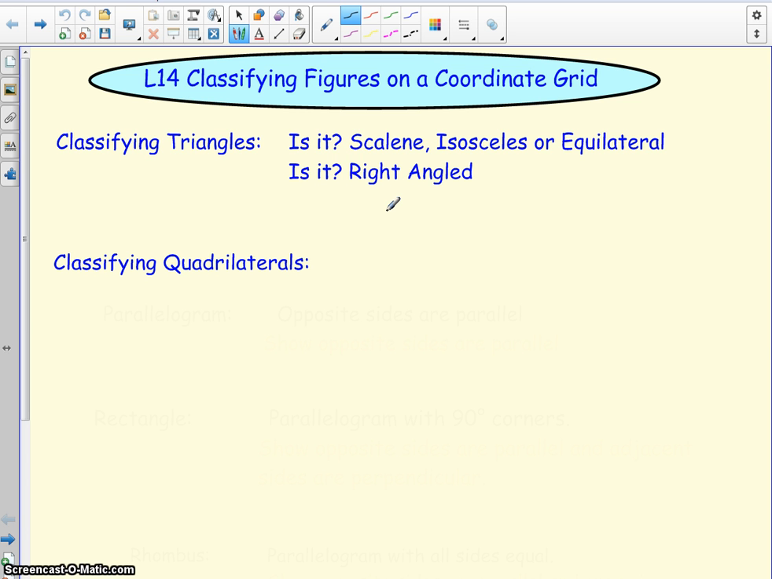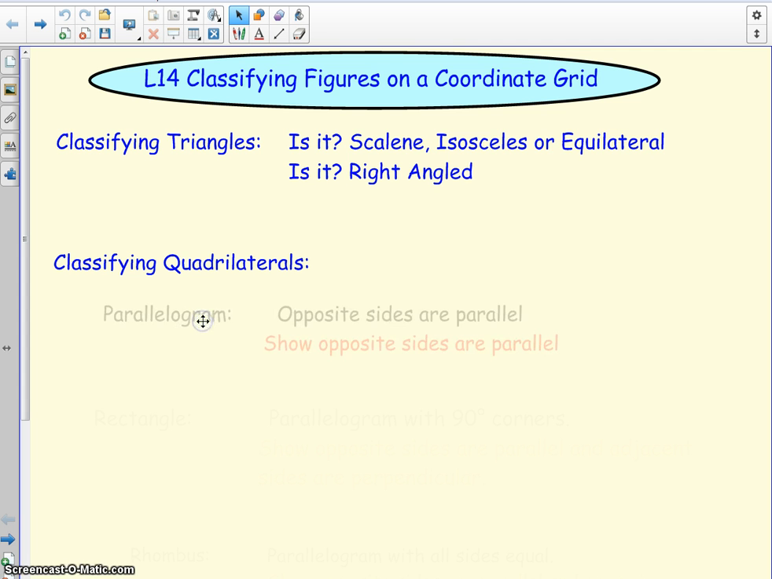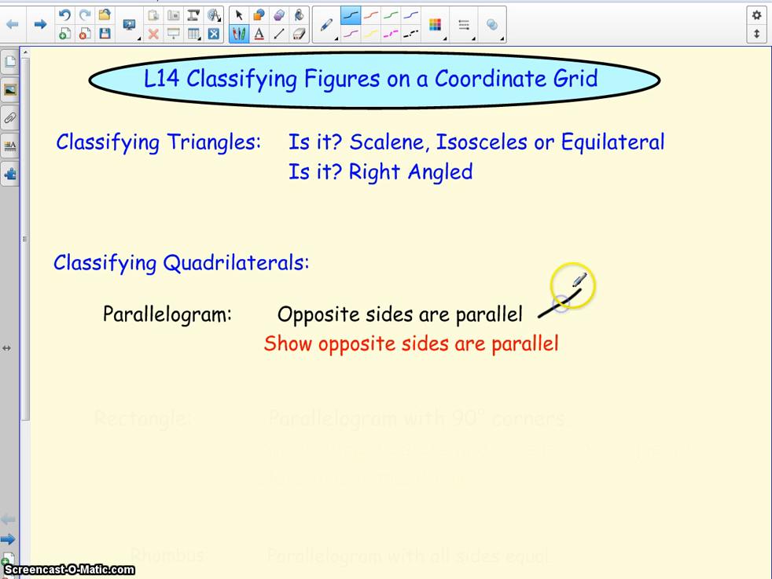And now we can extend that and look at types of quadrilaterals as well. So some of the special quadrilaterals you've seen are parallelograms. So if you have a parallelogram, what makes the shape of a parallelogram? Well, it's a quadrilateral, so there's four sides, and the opposite sides are parallel. So if we're trying to prove that something's a parallelogram, we just need to show that all the opposite sides are parallel to each other. Well, how can we show they're parallel? They would involve using the same slopes. So if they have the same slopes, they are parallel.